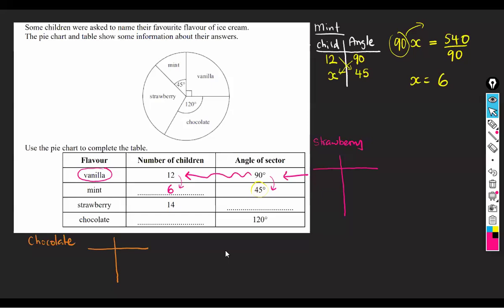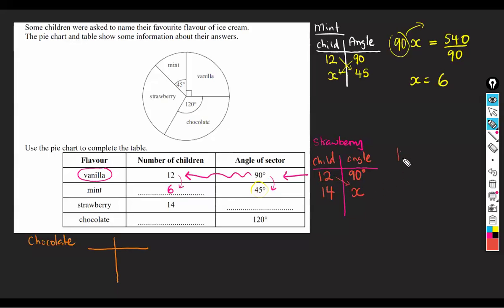I'm giving everybody a few seconds just to send the answer for the next. So it's two things for the strawberry we're still measuring. It had the children and the angle represented. Now, we're sure from the vanilla that 12 children is represented by 90 degrees. So for the strawberry, they did it the opposite way. They gave you the amount of children, which was 14. So you put it in the children column, and you want to figure out what angle represents that. So it's just a cross multiplication question again.